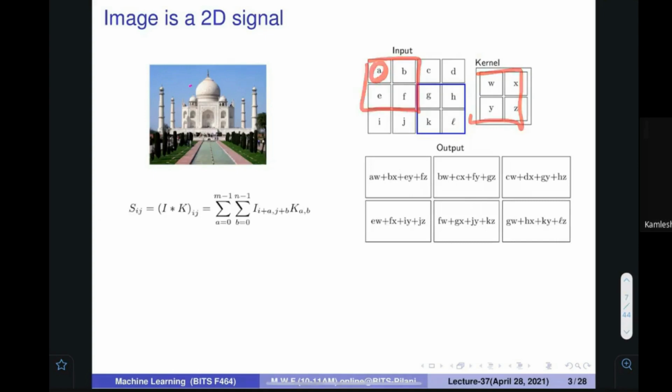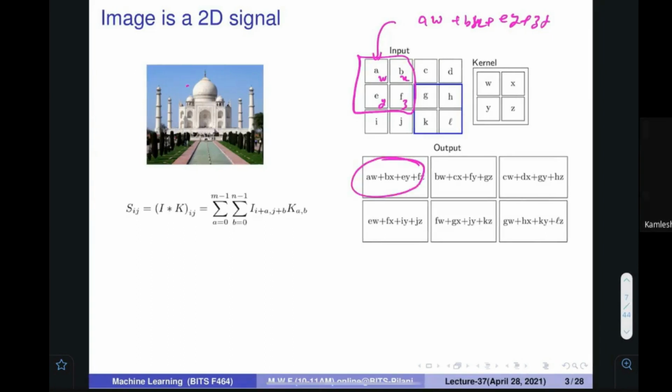You put this particular kernel at this particular place. What do I mean by this? You know that w, x, y, z are the values. So what should be the value at this particular location? It is a multiplied by w plus b multiplied by x plus e multiplied by y plus z multiplied by f. This is the value that is going to come over here.